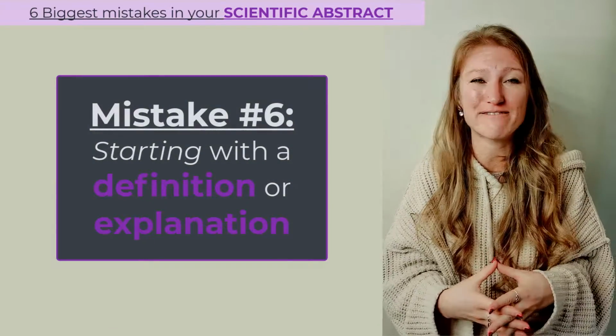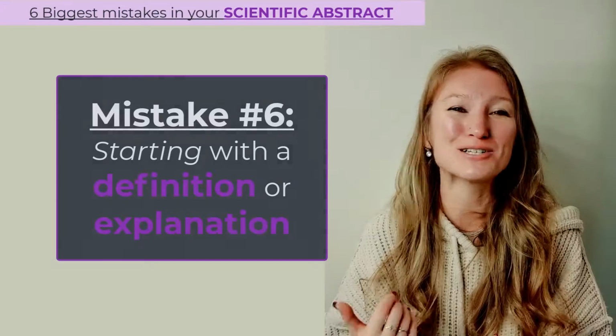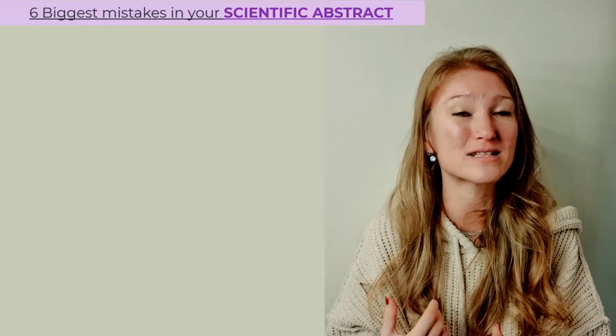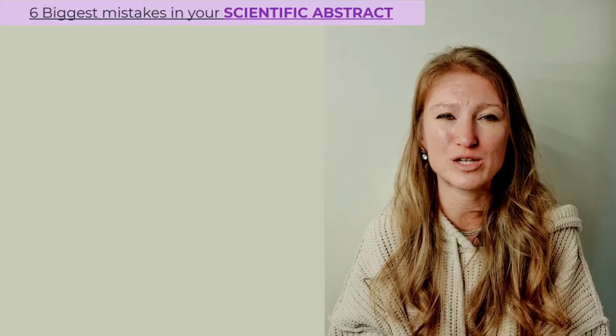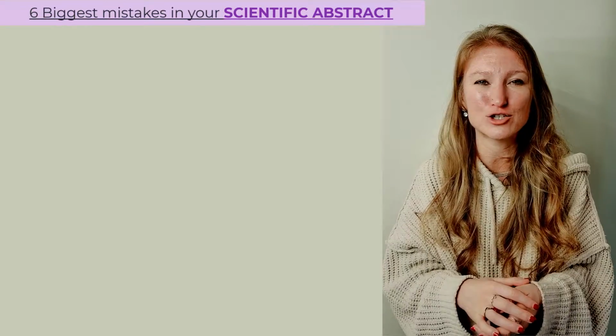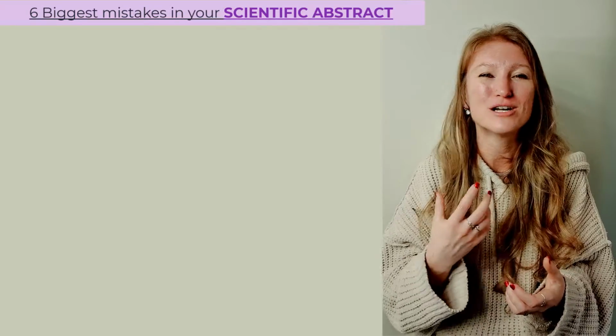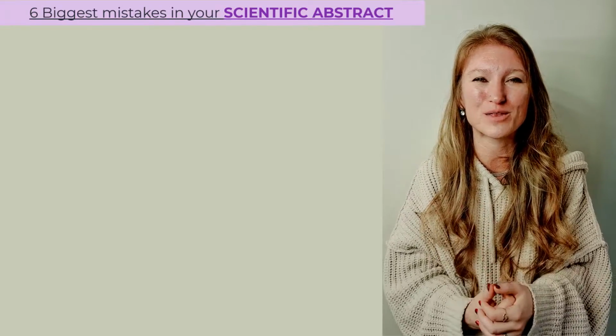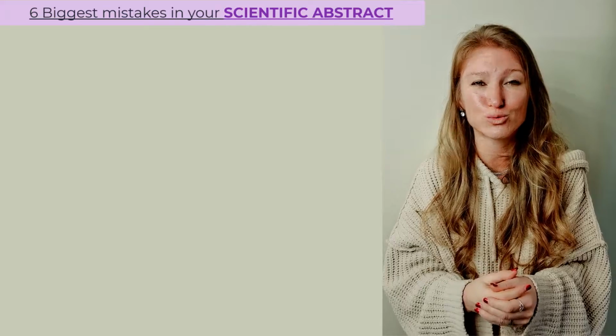And finally, problem number 6. Starting with a definition or an explanation. It is really common for abstracts to start with some kind of definition or explanation of background information or the field. This is just an easier place for people to start writing from, to start from something that you know and something that you want to define and make sure your reader knows.